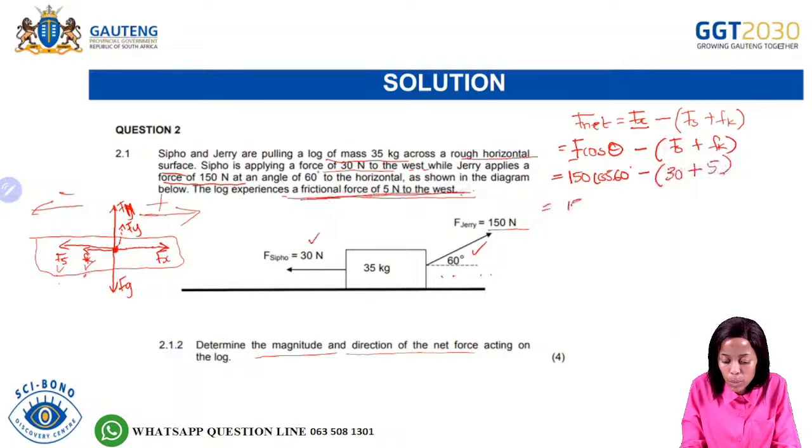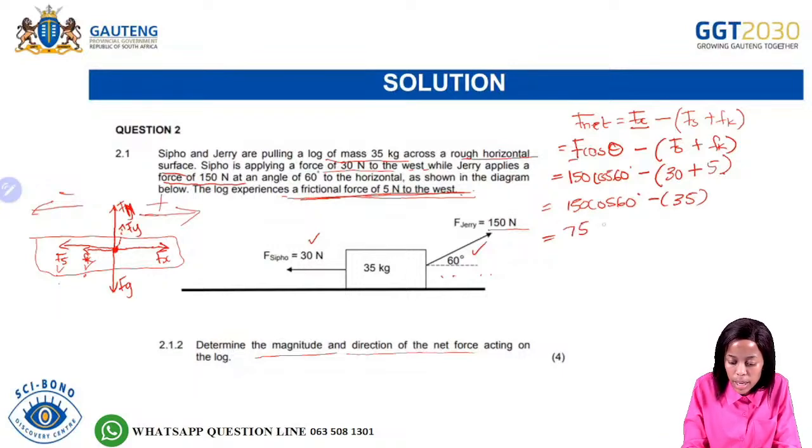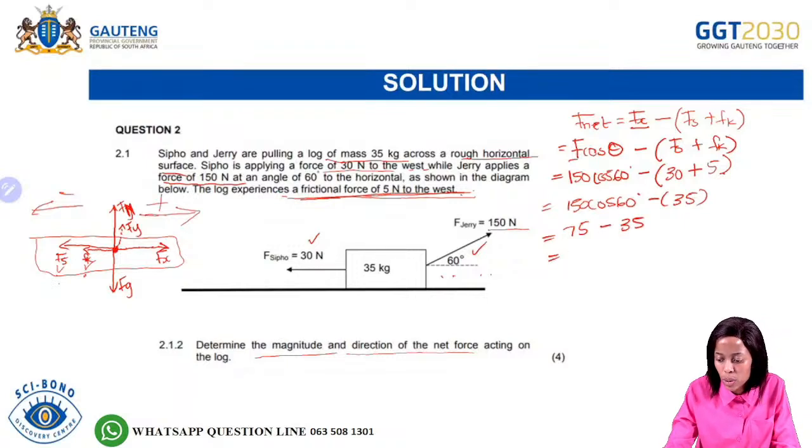So from there it will be 150 cos 60 degrees minus your 35. So you will then punch that into your calculator, 150 cos of 60 degrees. So that is giving me 75 minus your 35.